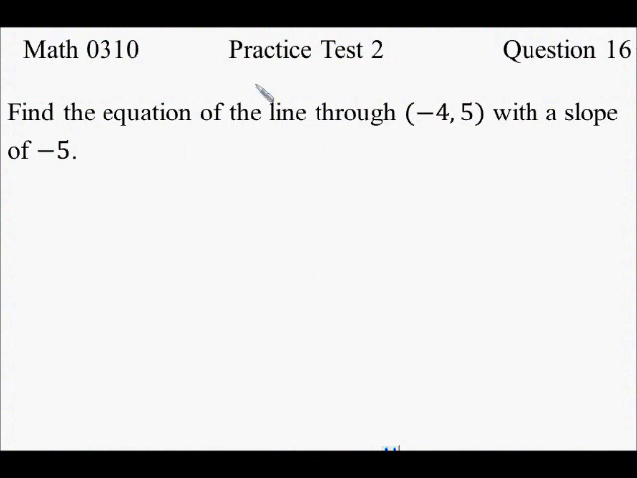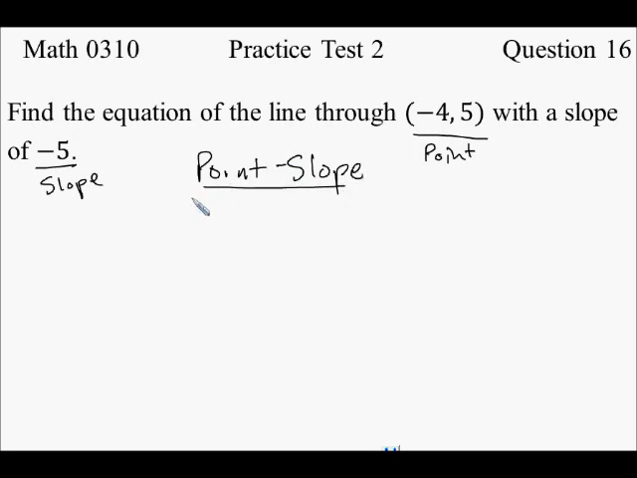Question 16. Find the equation of the line through negative 4 comma 5 with a slope of negative 5. So here we're given a point here, and they give us the slope. The slope is negative 5. So if we have a point and a slope and we want to find the equation of the line, then we can just use the point-slope equation. And remember the equation, y minus y1 equals m times x minus x1.